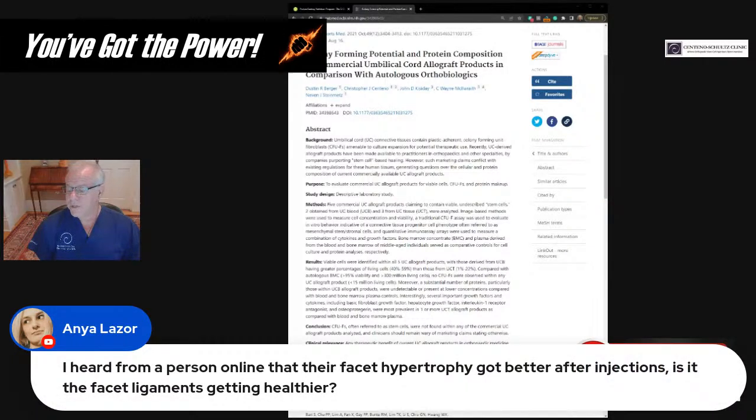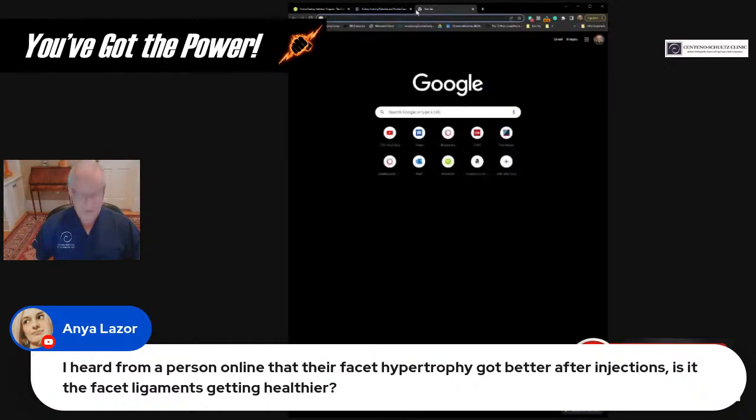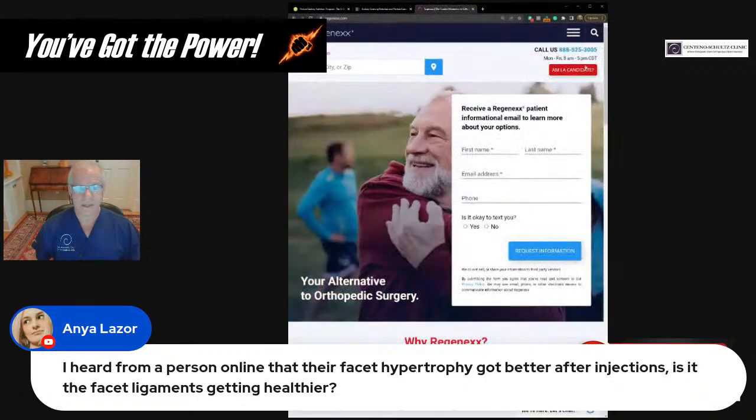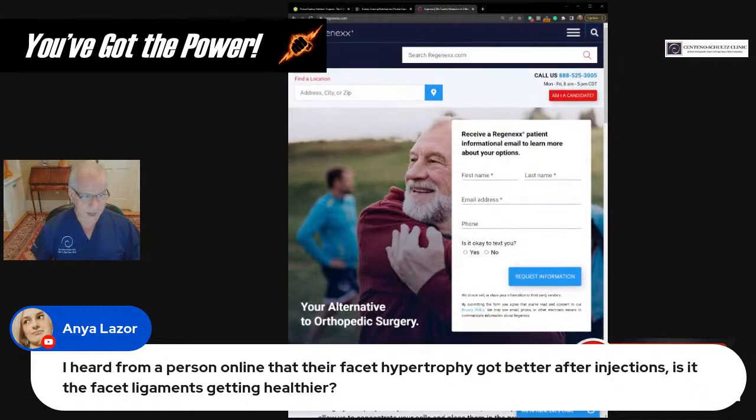Anya, I heard from a person online that their facet hypertrophy got better after injections. Are the facet ligaments getting healthier? So Anya, is it possible? It's possible. It's just not reliable. So let me give you an example of that. See if I can find this. That's not always the easiest thing to do, but I'll give it a shot.